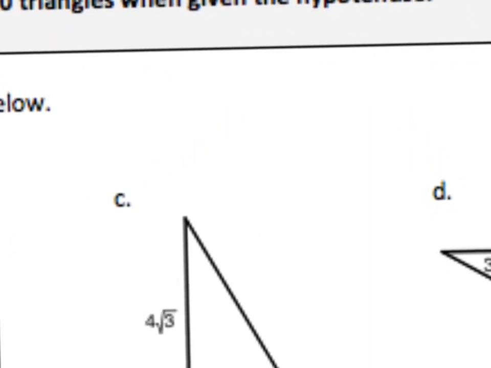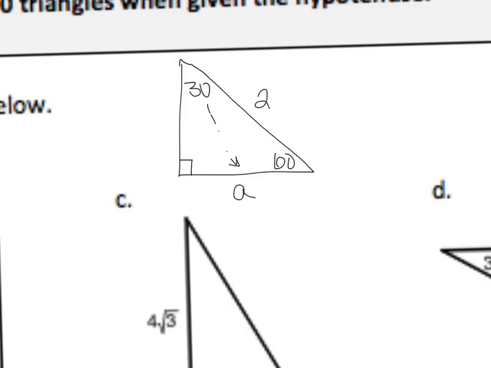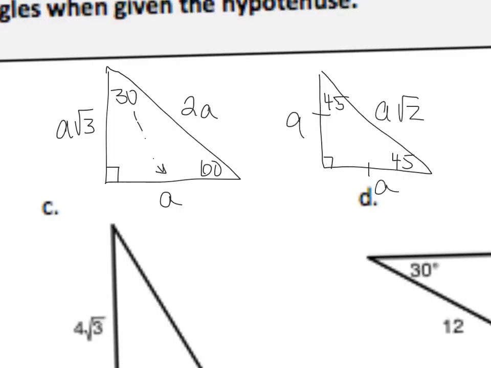So just as a reminder, your triangles look like this. If this is a 30-60-90, the side that's across from the 30 is going to be your A side. The hypotenuse is 2A, and this is A root 3. And then for your 45-45-90, that means 2 equal sides and 2 equal angles being 45 degrees. So both of the legs are going to be A, and then A root 2 for that hypotenuse.